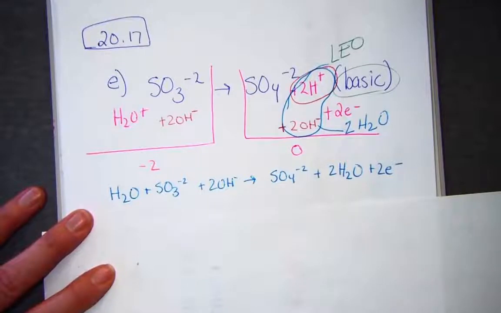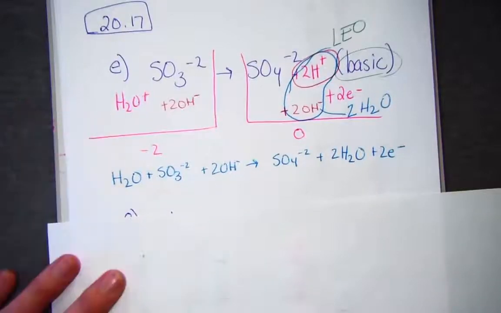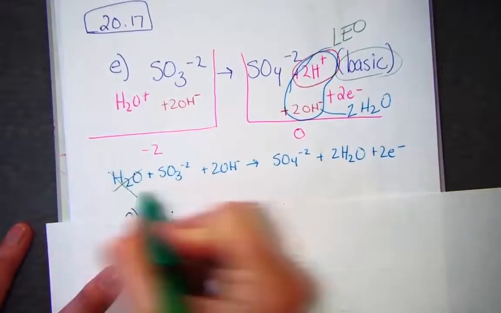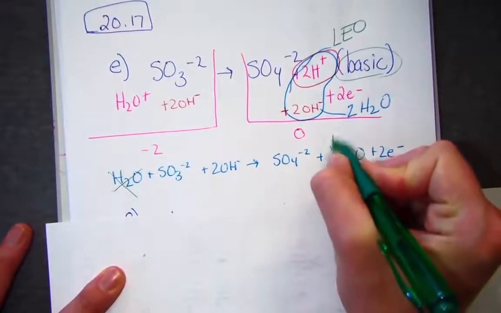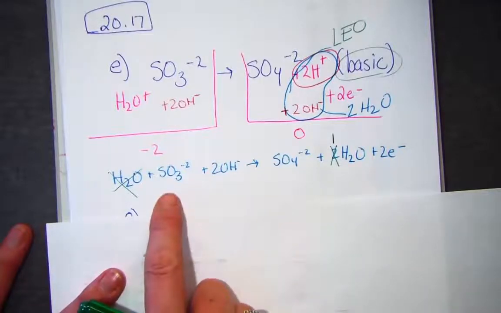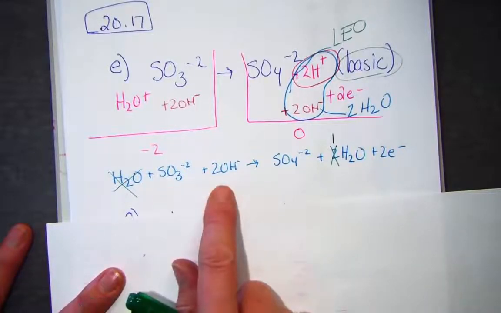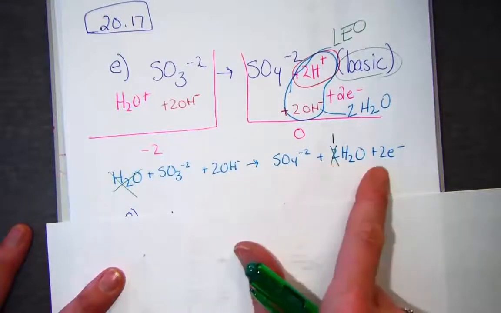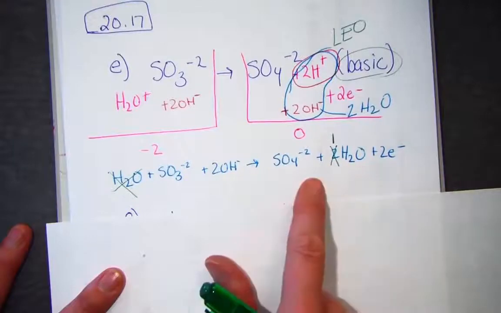I notice one other thing I can do to simplify my half reaction. If I have 1 water on the left, I can take 1 water out of both sides and leave me with a net remainder of 1 water. So my final answer to this half reaction: we have sulfite with 2 hydroxides forming sulfate, 1 water, and 2 electrons. A balanced half reaction for a basic solution.